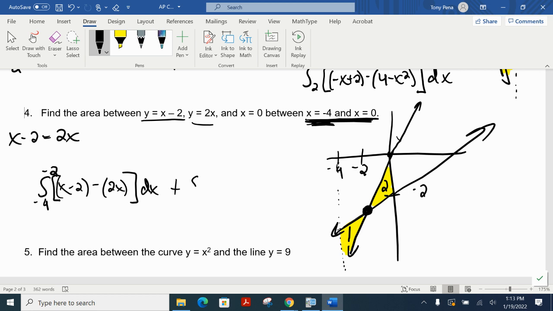Plus, at -2, those flip-flop. So now 2x goes on top. The line x minus 2 is the bottom. And then that is the case until we finish off at the x value of 0.